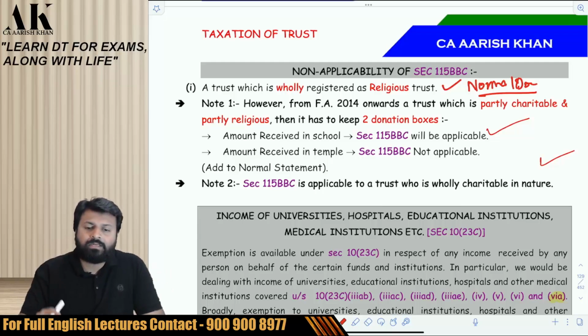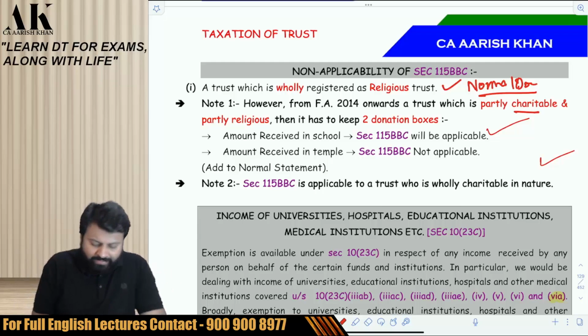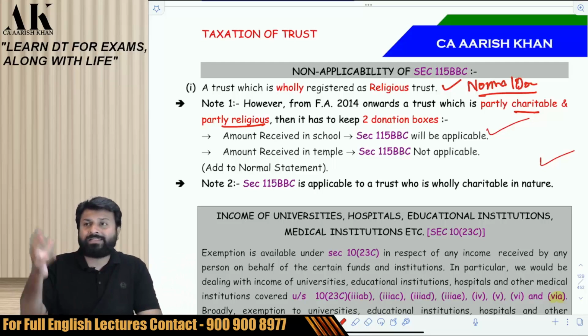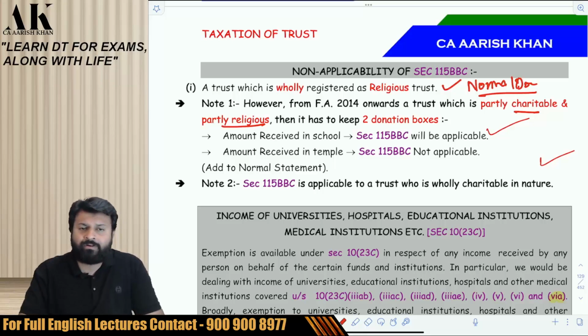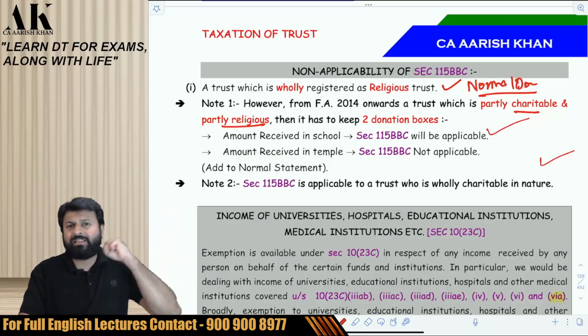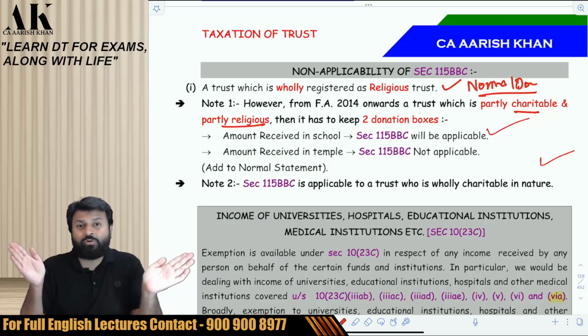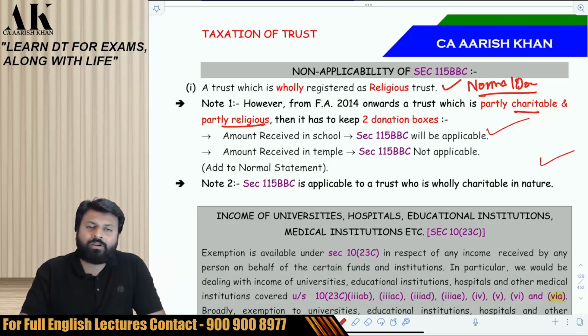Now, if a trust is partly charitable, partly religious, then the trust has to maintain two donation boxes. One for charitable purpose, one for religious purpose. And the amount received in the charitable purpose donation box will be applicable 115BBC, and the amount received in the religious purpose donation box 115BBC will not be applicable. So you have to keep two donation boxes in your entity, in your trust.